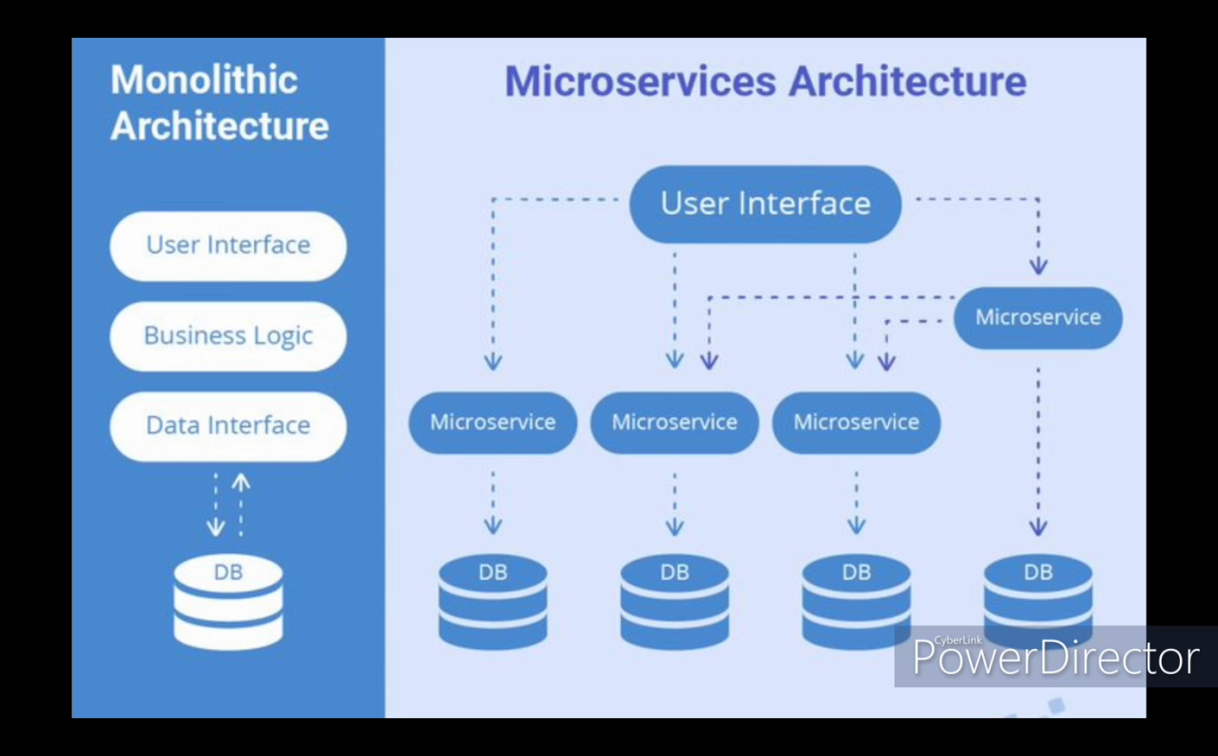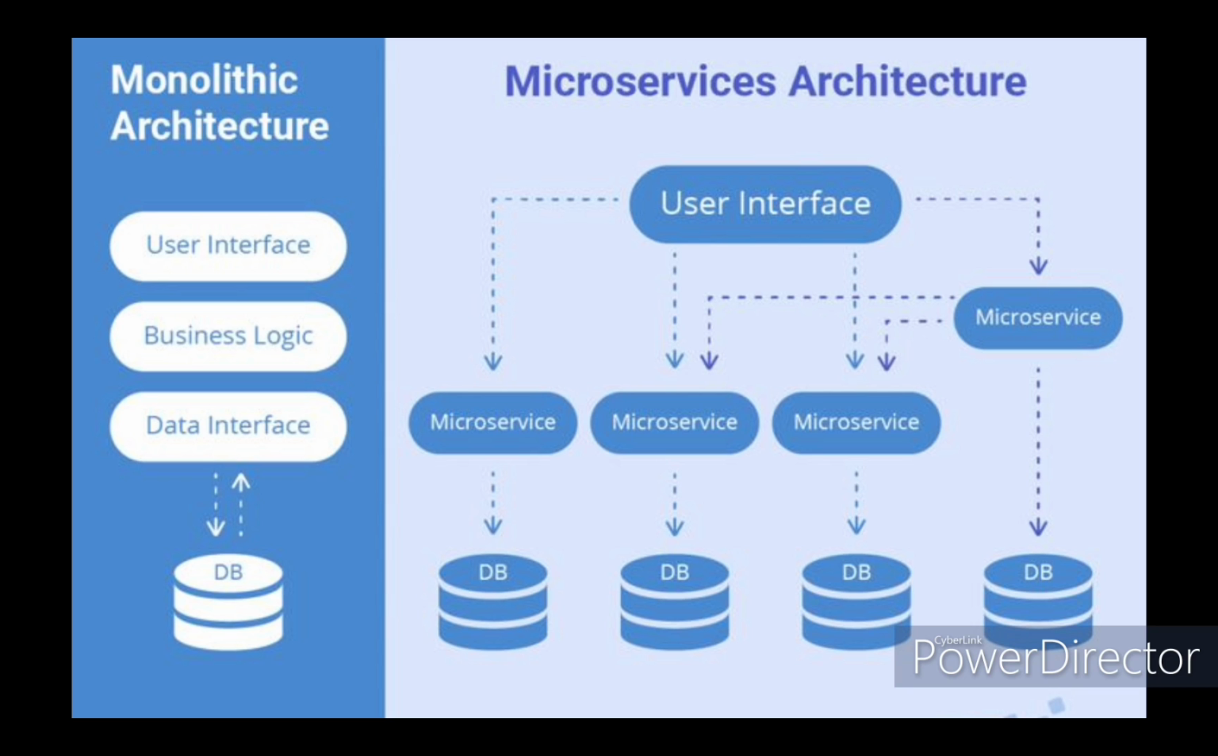From scalability: scaling a monolithic application can be challenging because the entire application needs to be replicated to handle increased load. This can lead to over-provisioning and inefficiencies. Microservices can be individually scaled based on demand. Since each service is independent, you can scale only the components that require additional resources, resulting in more efficient resource utilization.